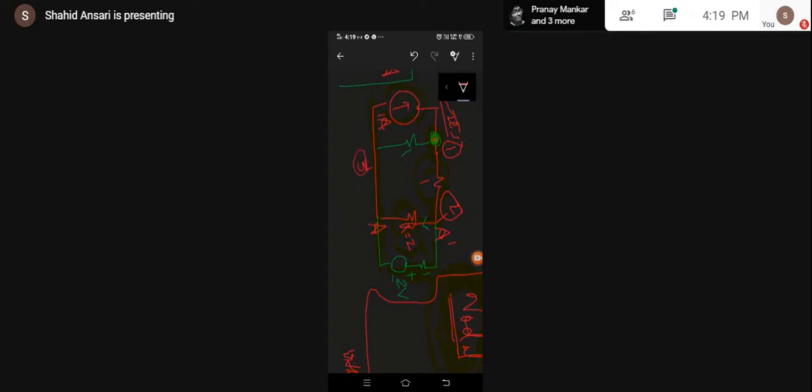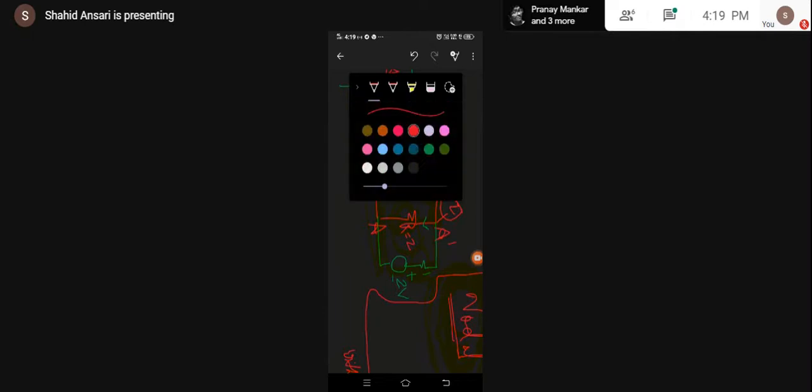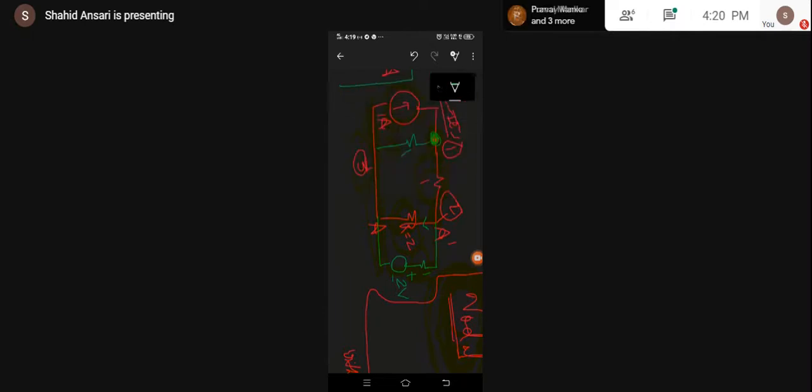Any node can be considered as the reference node, but it would be quite easy for solving numericals if you consider that particular node as a reference through which maximum elements are connected. So maximum elements are connected with this bottom node. Okay, here 4 elements are connected with this node. So this node number 3 will be considered as a reference node, and the potential of the reference node will be 0.